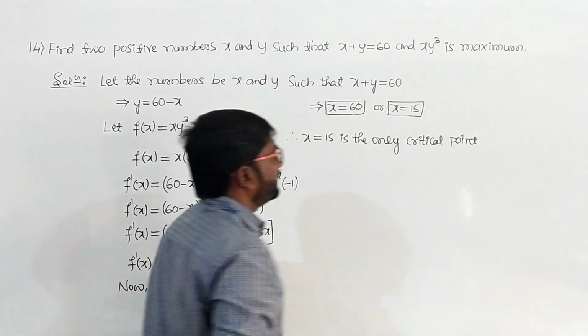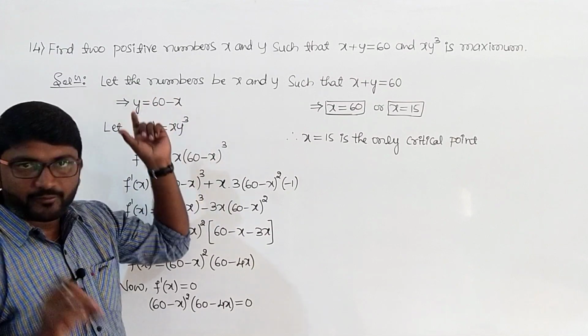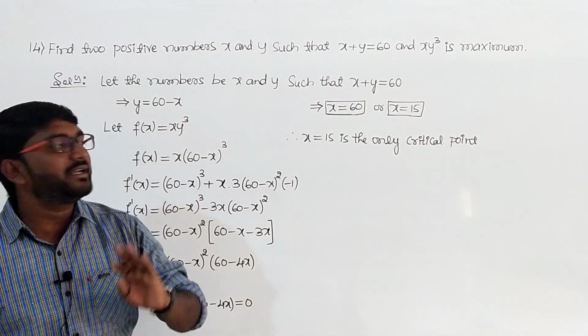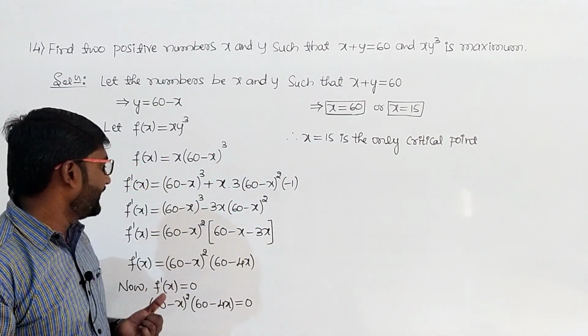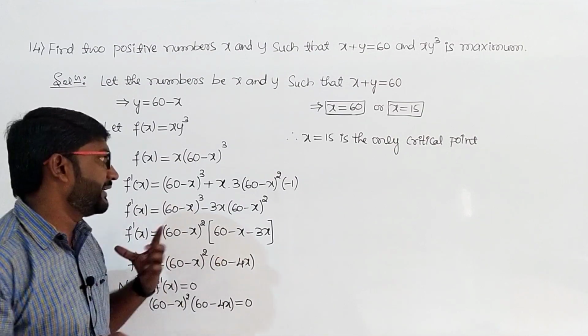Why? We have explained already. If we take 60, y becomes 0. If y becomes 0, x into y cube will be 0. That means the product becomes 0. That is why we are not taking x equal to 60. Now I will go for the second derivative. We have to differentiate this once again with respect to x.